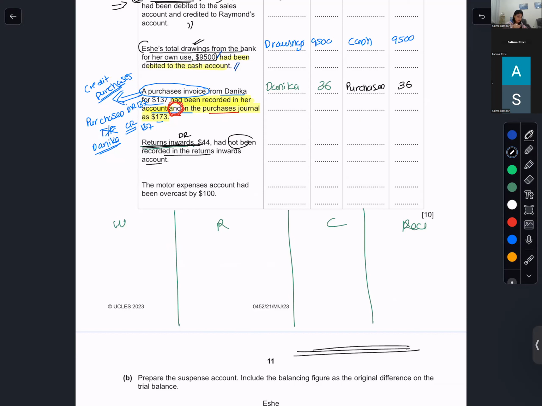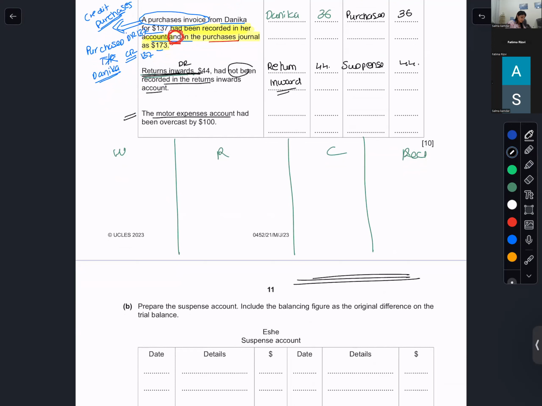Okay. So sales return. Now when they've used the word return inward, even I will use the word return inward. So you did not record. So what will you do? Now we'll just record it. So return inward will be debit. What will be credit? Suspense. Suspense will be credit 44.